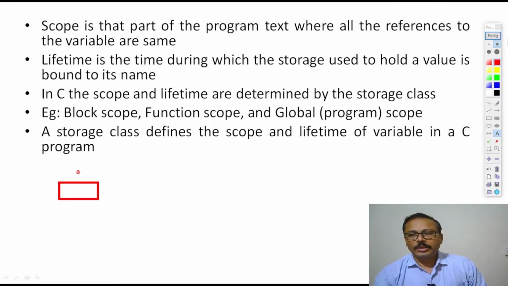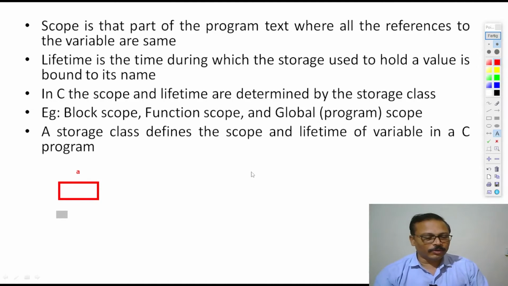That means suppose you write like this. We use bracketing symbols to represent the block. So whatever you enclose in the flower brackets, that is called a block. So the scope of a variable being block scope means if you declare some variable A here, then whenever you refer to A within this block, you will be referring to the same location.